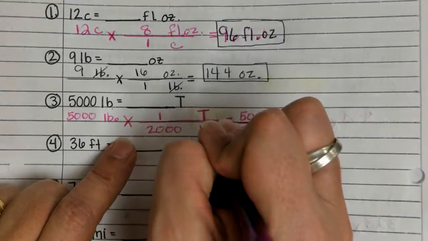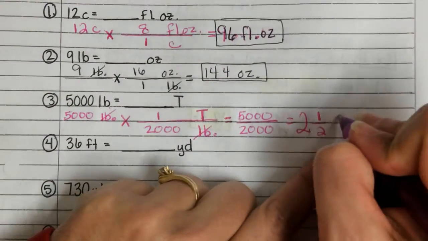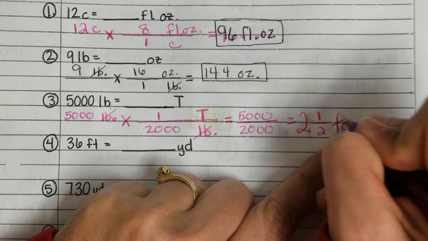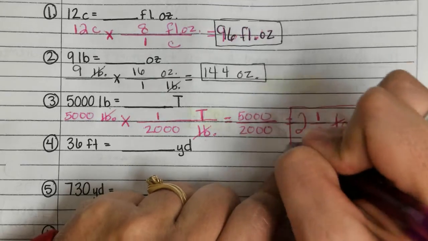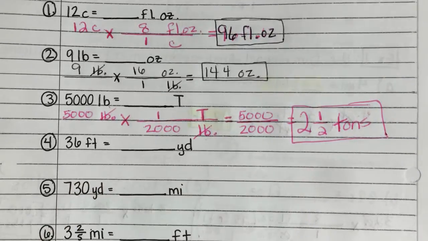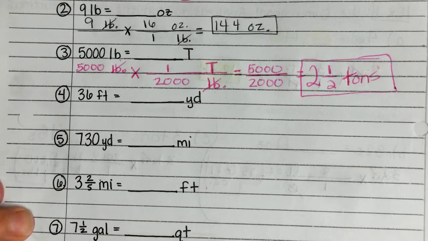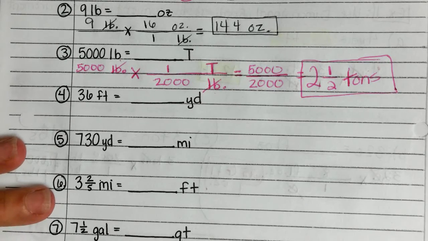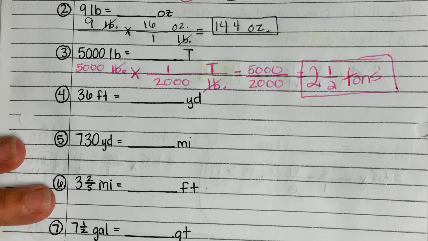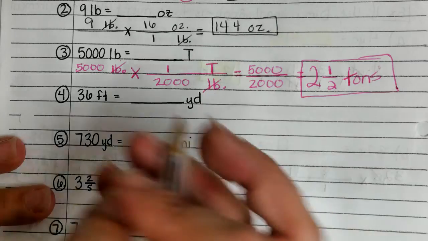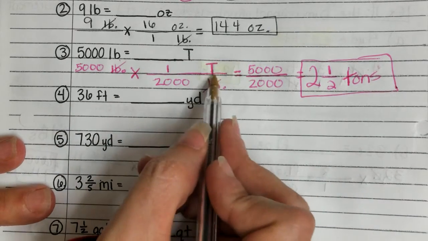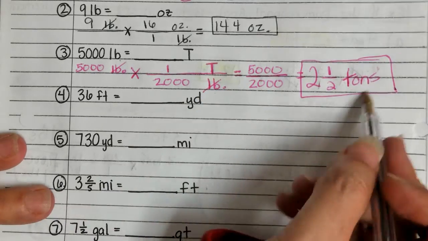Now, what should the abbreviation be? Tons. No, you're fine. I just don't like that capital T, so I keep writing it out on that.